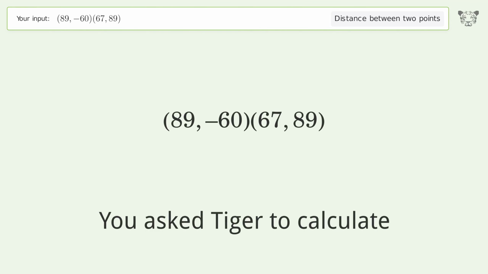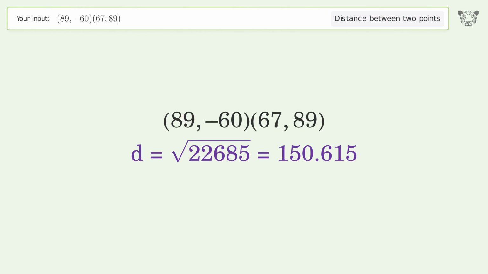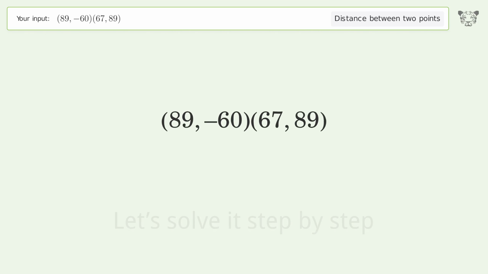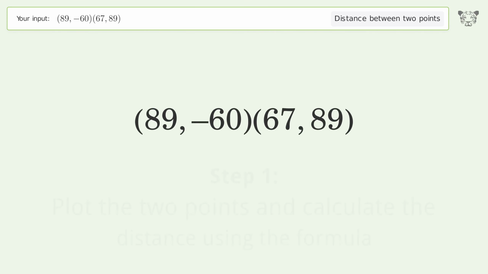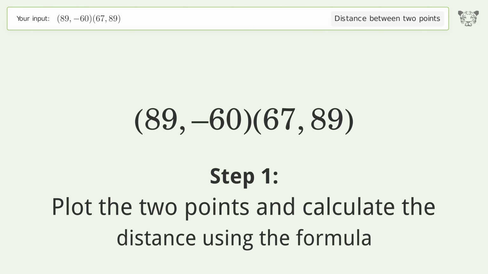You ask Tiger to calculate. This deals with the distance between 2 points. The distance between the 2 points is the square root of 22,685, or 150.615. Let's solve it step by step. Plot the 2 points and calculate the distance using the formula.